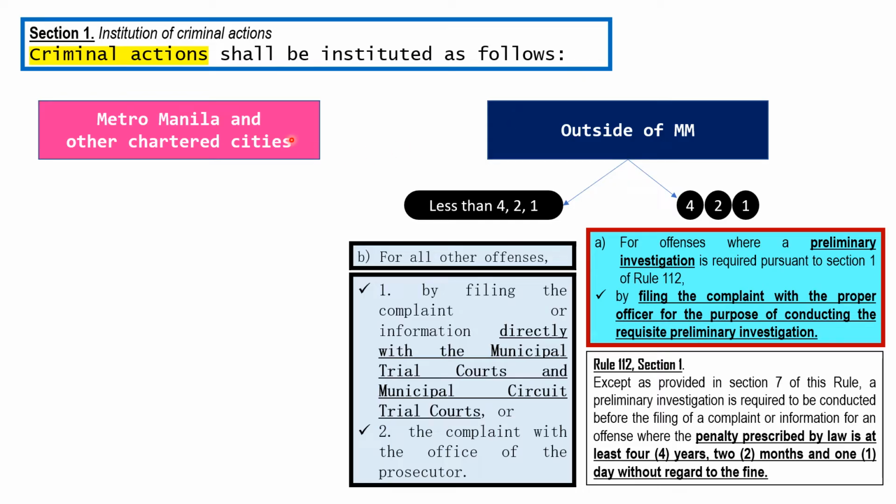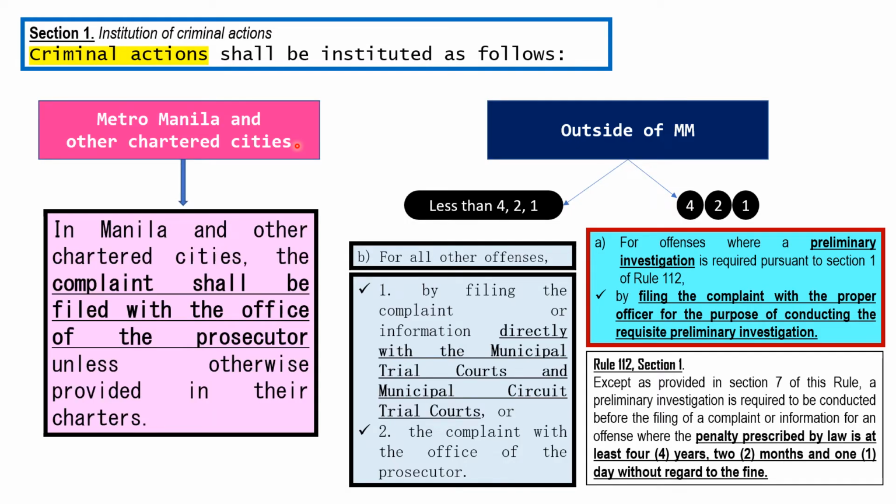How about if you are in Metro Manila or other chartered cities? So how do you institute a criminal action? There is only one way, isa lang. And that is you file a complaint with the office of the prosecutor unless otherwise provided in their charters. So again, if you will be asked, how do you institute a criminal action? The answer is, it depends. Nasa Metro Manila ba siya and other chartered cities, or outside Metro Manila? Then you have to make a distinction, 421 or less than 421.